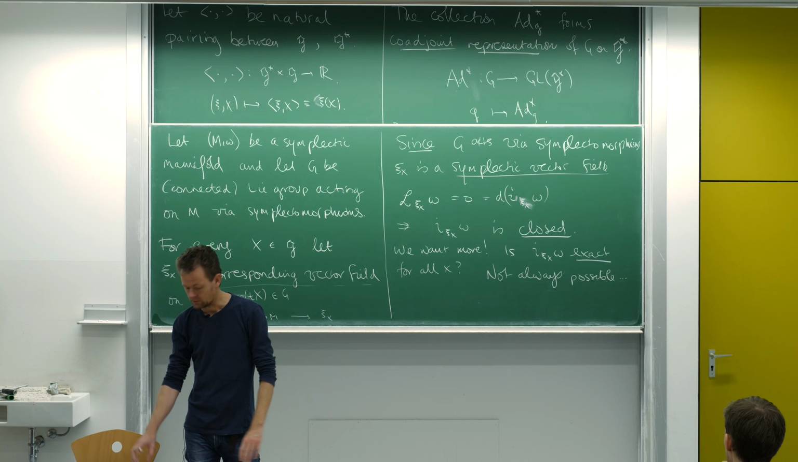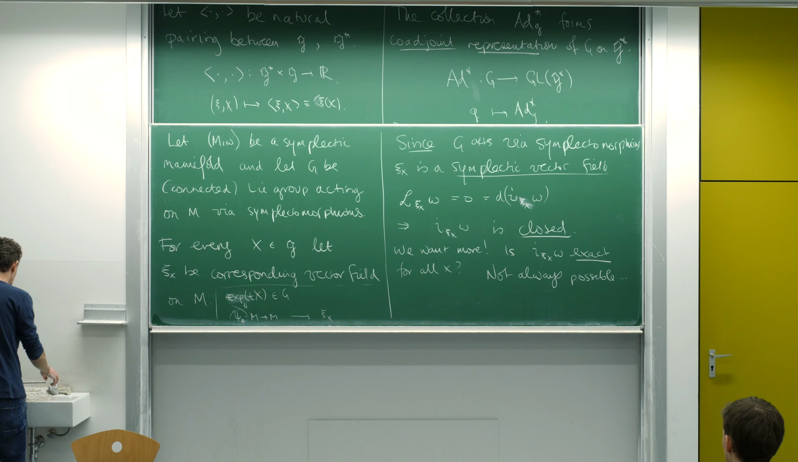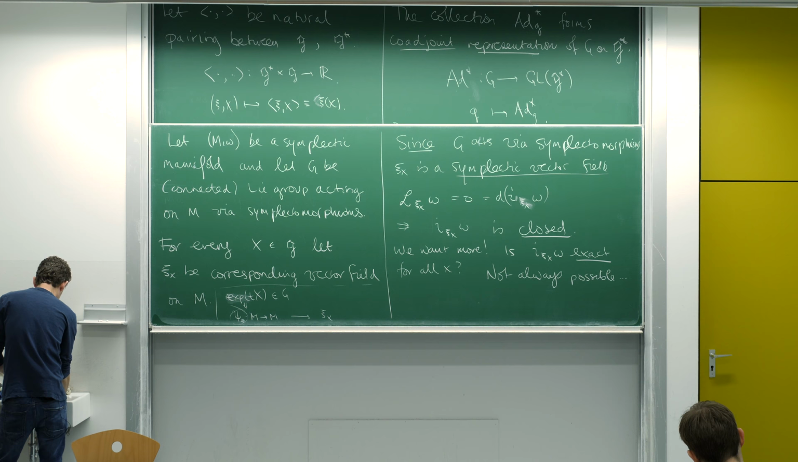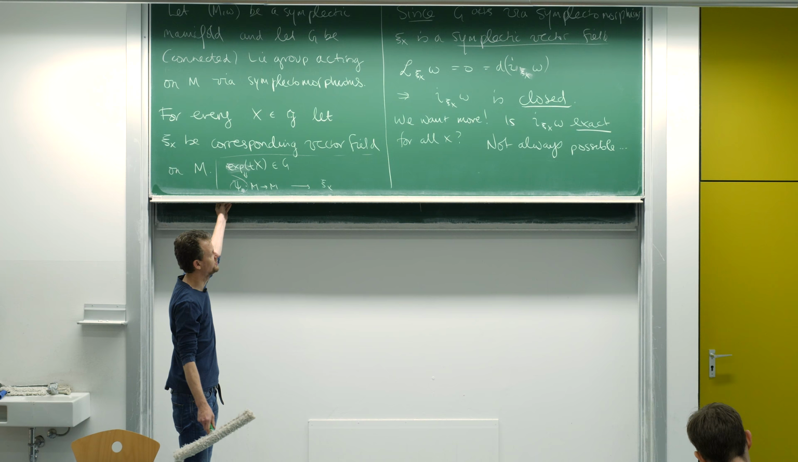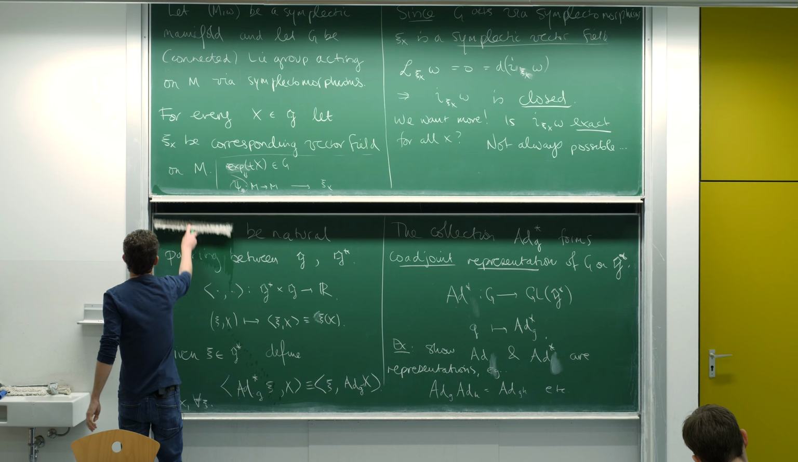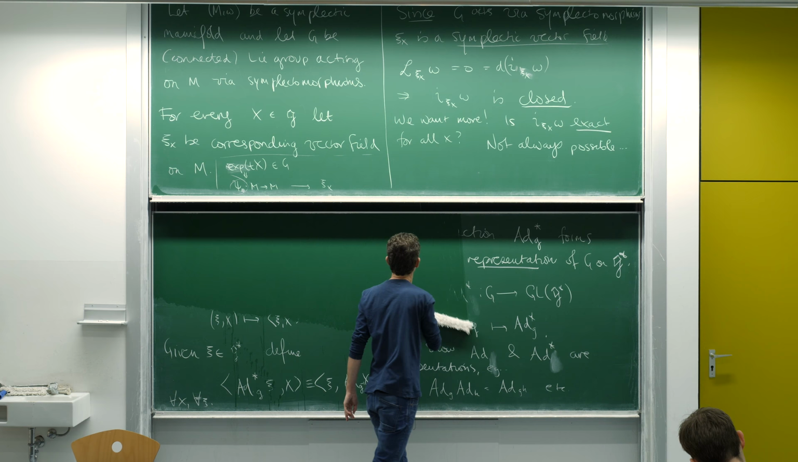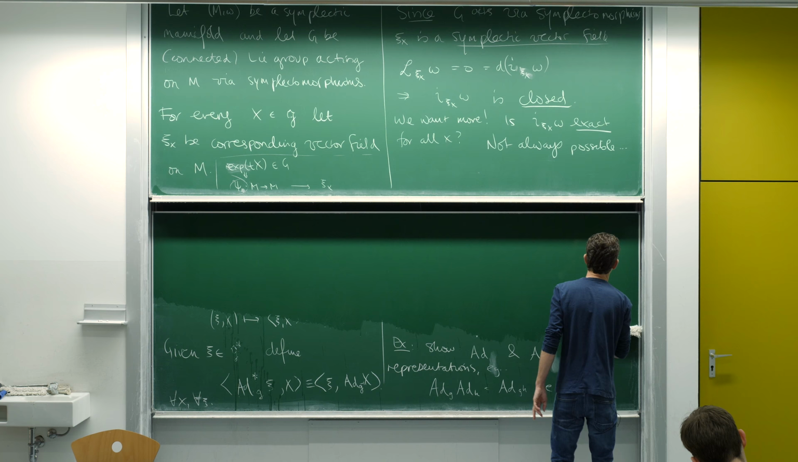But what we can do is at least spell out what we do want in terms of some conditions. And there's some obstructions to getting that this vector field psi is Hamiltonian. We'll spell out those obstructions now.